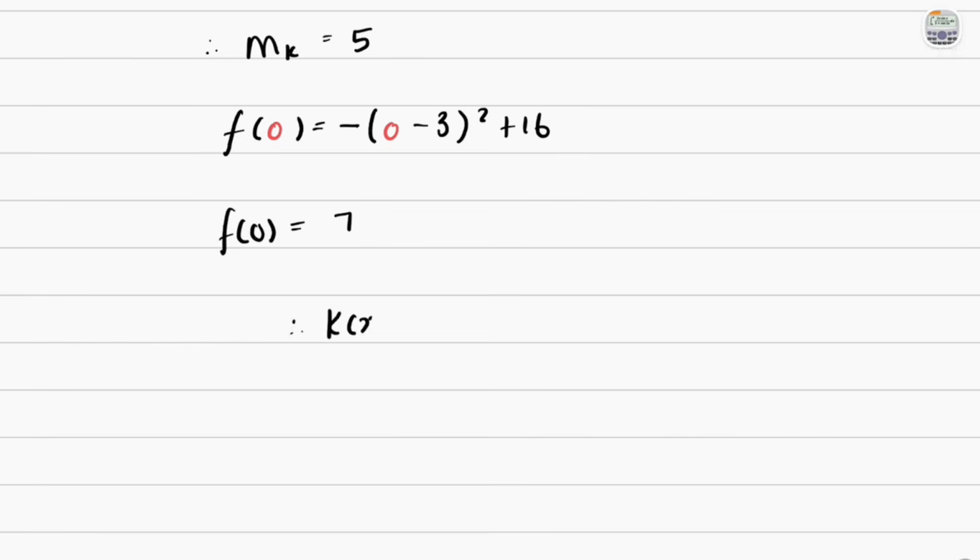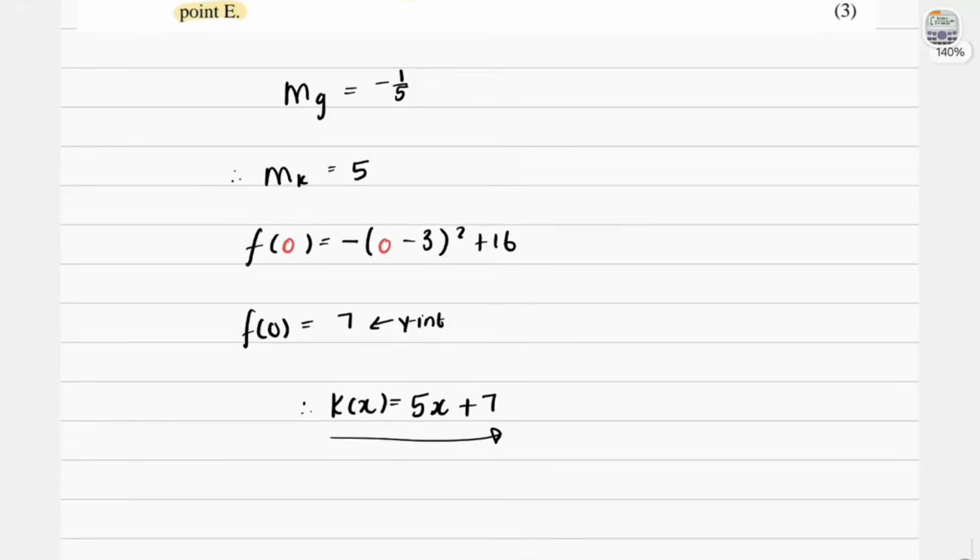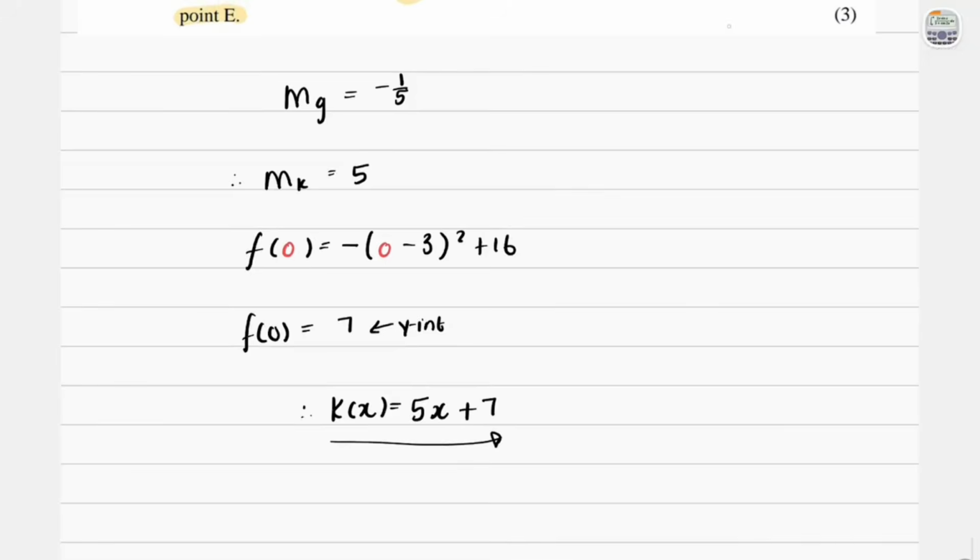So it means that k of x is equal to mx plus c. The gradient is 5, and so 5x, and the y-intercept itself, this is the y-intercept, so plus 7, that is c. And that is the equation of k of x. Moving on to the next question.